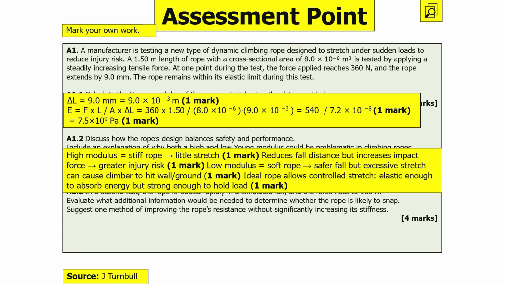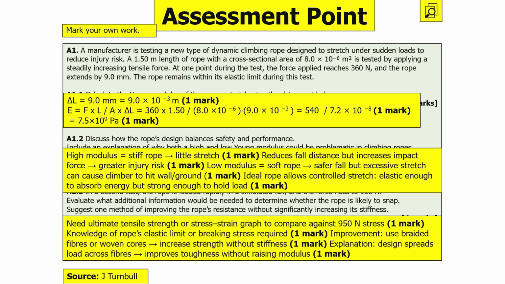So the ideal rope should have a controlled stretch, so be elastic enough to absorb energy but strong enough to hold the load. Now you will need to know the ultimate tensile strength, or the stress strain graph is needed to compare against a 950 newton stress.